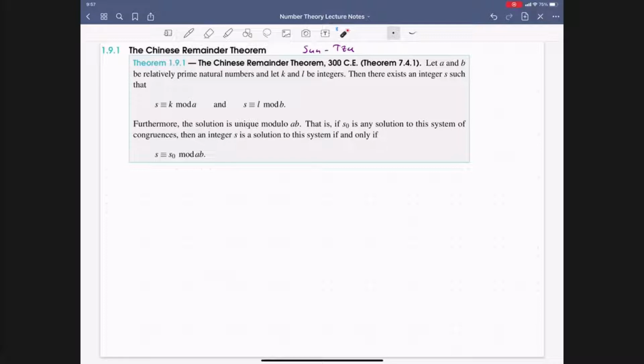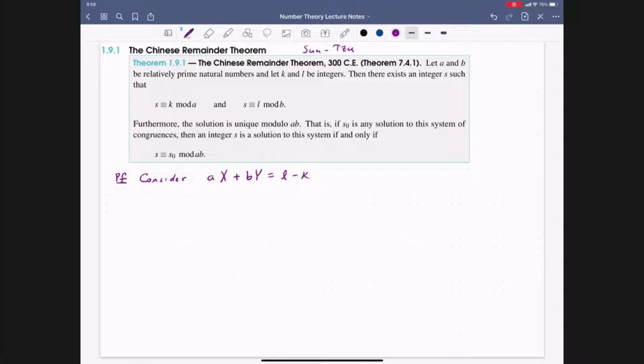The proof of this actually goes to techniques of Diophantus that we have covered, specifically Diophantine equations and their solutions. So the way we're going to go about this is by considering the following. Consider the Diophantine equation ax plus by is equal to l minus k.